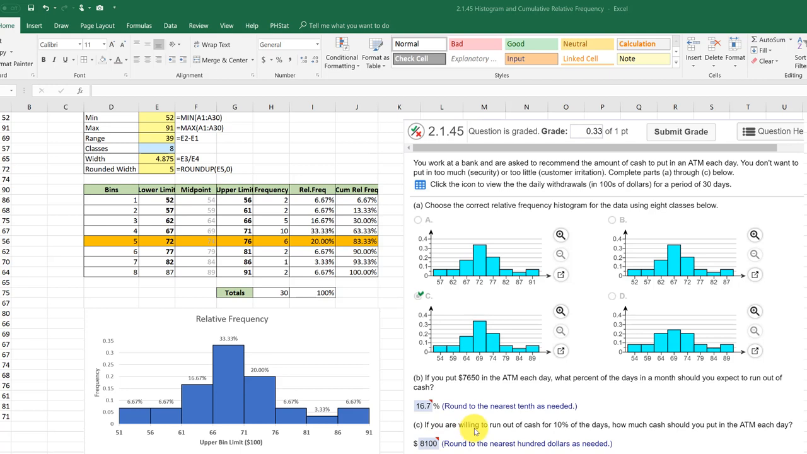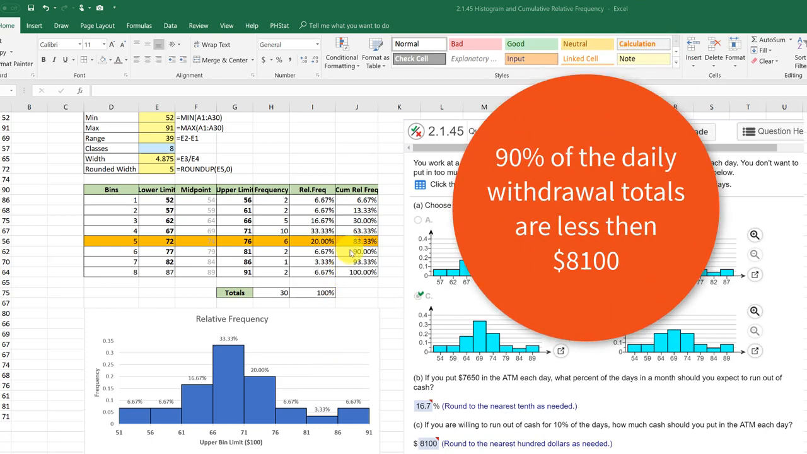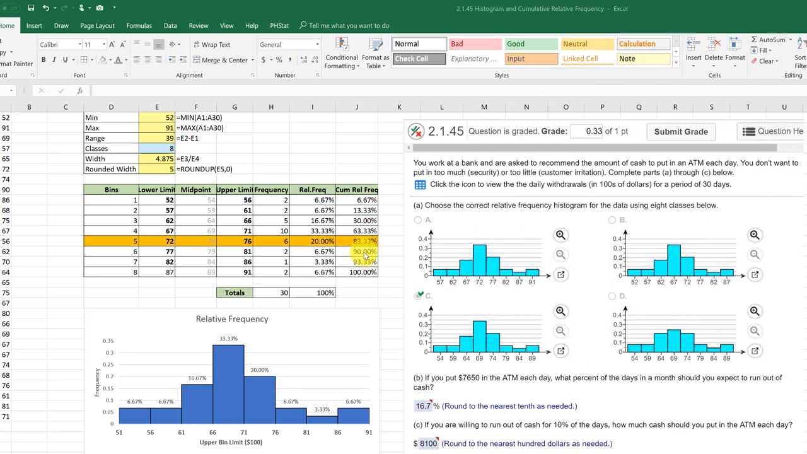The last part of the problem says you're willing to run out of cash for 10% of the days. How much money do you need to put in the ATM each day? Well, let's think of it from a little different perspective. We're okay if 10% of the days people can't withdraw. That means 90% of the days they can withdraw. So if we look in our cumulative relative frequency column there, there's 90%, and that occurs for $8,100, the upper bin limit. That means $8,100 would satisfy 90% of the people, which of course means it's 100 minus 90, or 10%, that are dissatisfied.